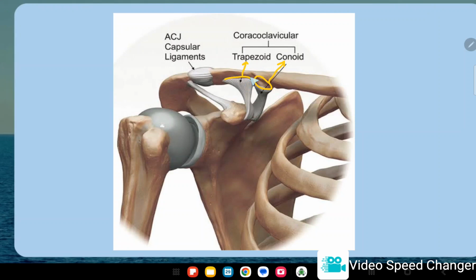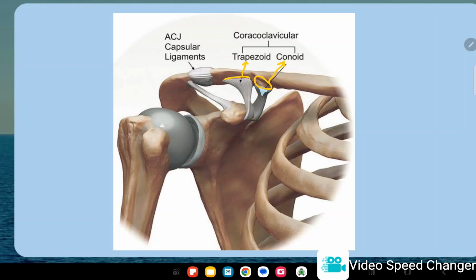Actually, what is the importance of this part? There is a ligament which arises from the conoid tubercle on one side and is attached to the acromion of the scapula on the other side. And another ligament arises from the trapezoid line of the clavicle on one side and is attached to the acromion on the other side. So in this way, there are two ligaments, right?